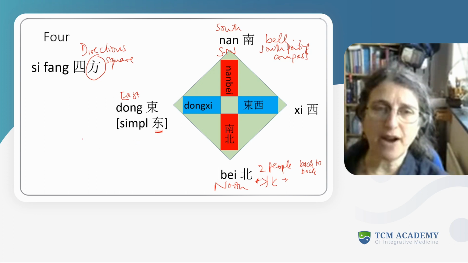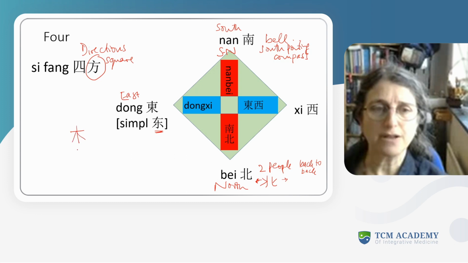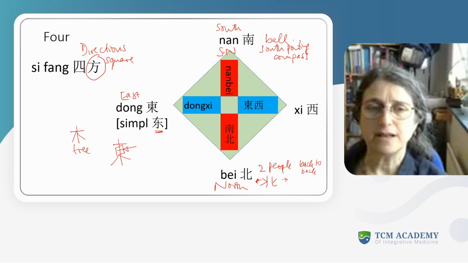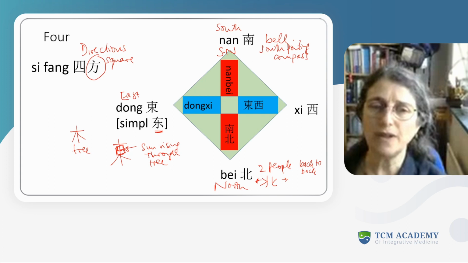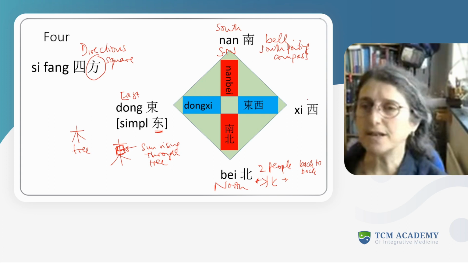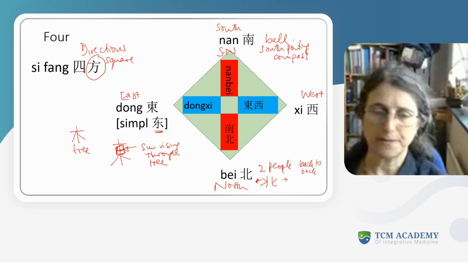And the character for the east is interesting because this is a tree. This is a tree. And the way that it's set up is that there is the sun, which is rising through the tree. See, there it is, the sun. Remember, we saw the sun before, didn't we? There it is. So that's the east, and this is the west.